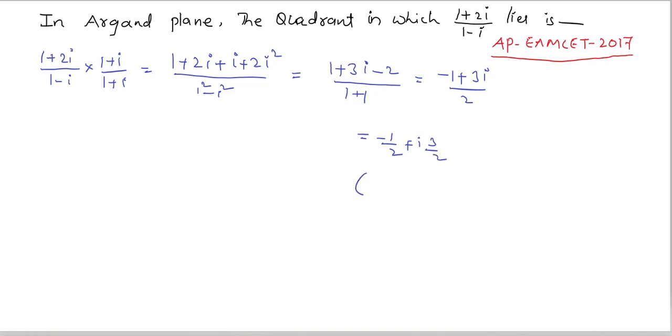Here the point is (-1/2, 3/2). Here x coordinate is negative, y coordinate is positive. This lies in second quadrant. The given problem (1 + 2i)/(1 - i) lies in second quadrant.